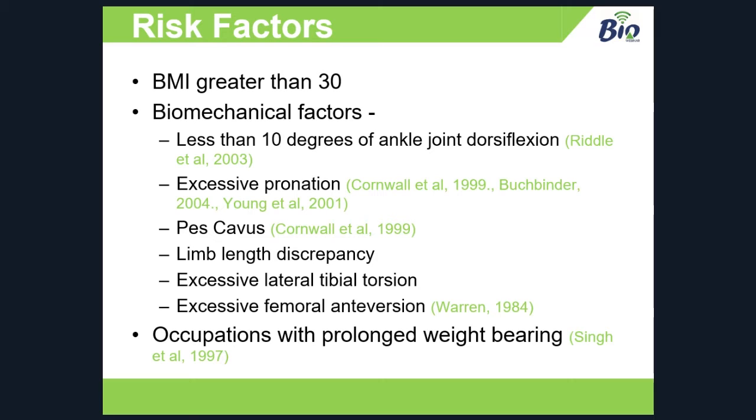Lots of papers suggest that individuals with pes planus or excessive pronation are thought to be at greater risk of plantar fasciitis. And it's not just your flat-footed ones, also your pes cavus tend to be more prone to plantar fasciitis because it's thought that they're unable to effectively dissipate tensile forces during weight-bearing activities. And then you've got other anatomical risk factors that have been suggested in various different papers, with things like limb length discrepancy, excessive lateral tibial torsion, excessive femoral anteversion, just to name but a few there, but they're quite old papers.